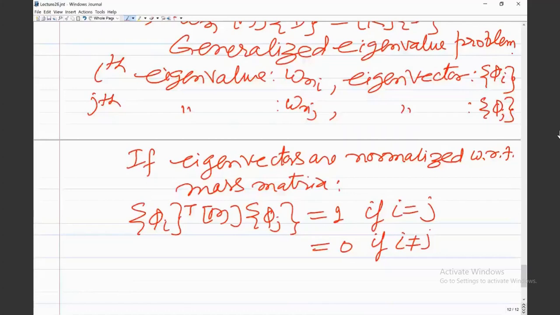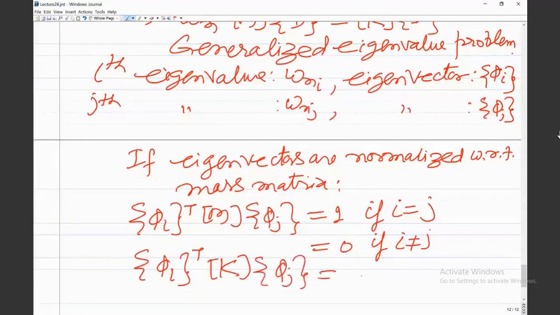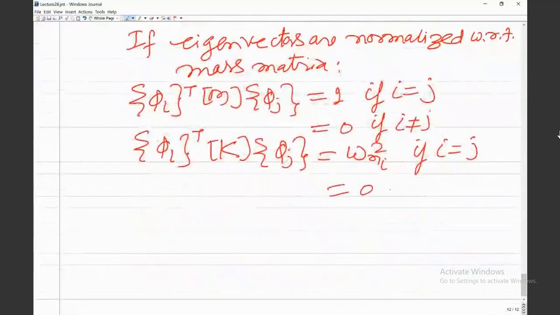But if they are not normalized, phi i transpose m phi j will not be equal to unity if i equals j, but it would be some non-zero value. If the eigenvectors are normalized with respect to the mass matrix, then phi i transpose m phi j would be equal to unity if i equals j, otherwise it would be equal to 0. Similarly, we will have phi i transpose k phi j equal to omega ni square if i equals j, and equal to 0 if i is not equal to j.